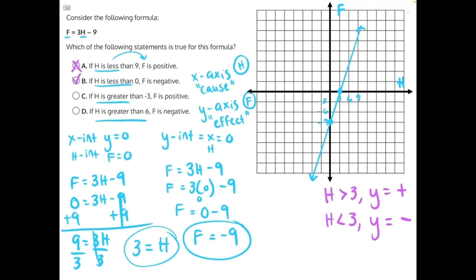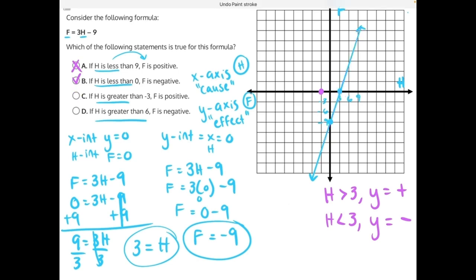C, if h is greater than negative 3 would be right here, then f is positive. Well, if we found that point on the graph, which would be right here, and then we went greater than to the right, we would see that all of these values are negative until we pass h equals 3, and then they become positive. But they're not positive the entire time, making C incorrect.